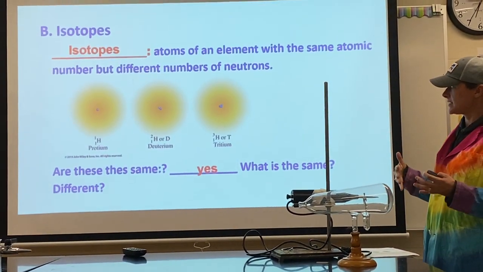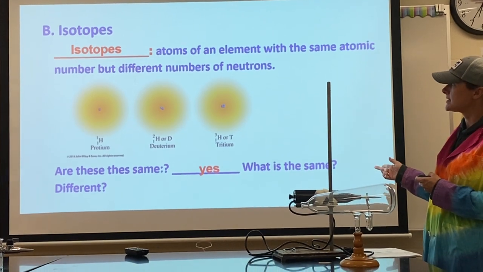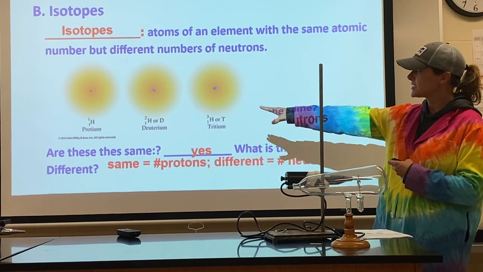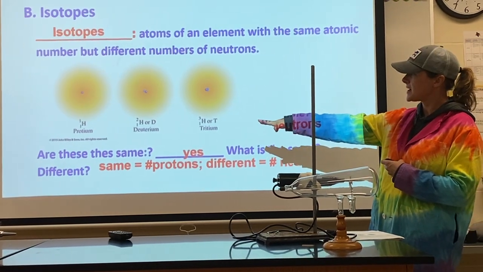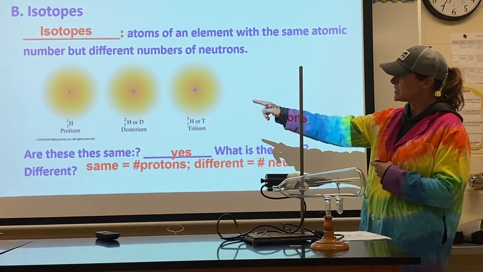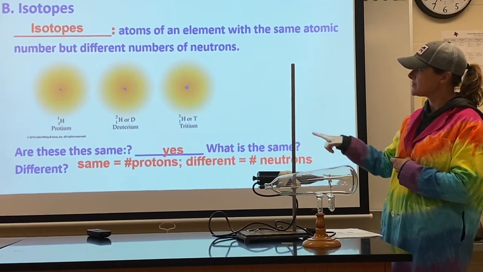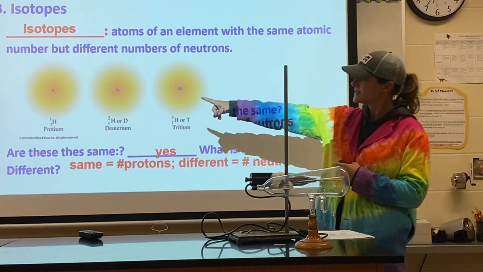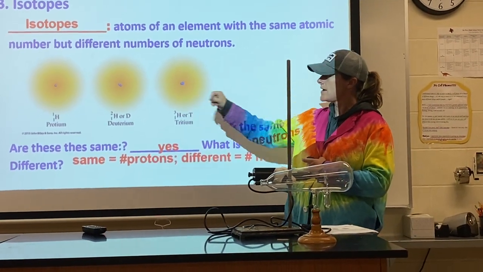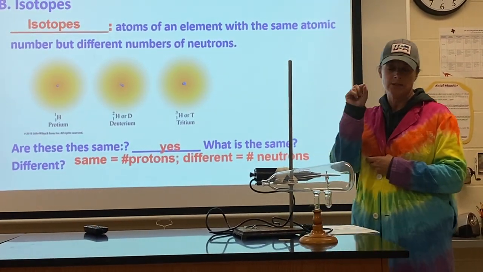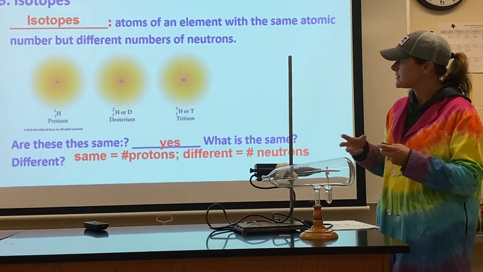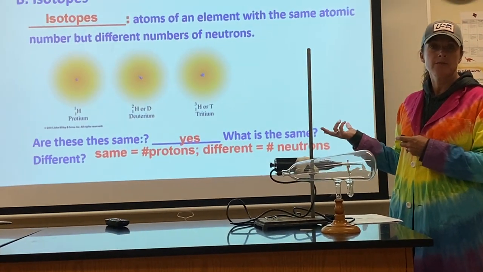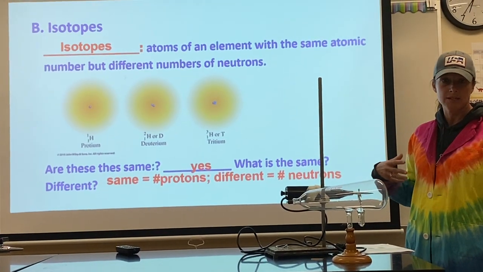But there's stuff that's the same and there's stuff that's different about it. So what is the same? Well, they all have the same number of protons. These are just different names for the hydrogen isotopes. So whether it's hydrogen 1, hydrogen 2, or hydrogen 3, they all have the same number of protons, but their numbers of neutrons are different: 0, 1 neutron, and then 2 neutrons. It's hard to see in your picture, but you can see how the number of the subatomics in the nucleus change.